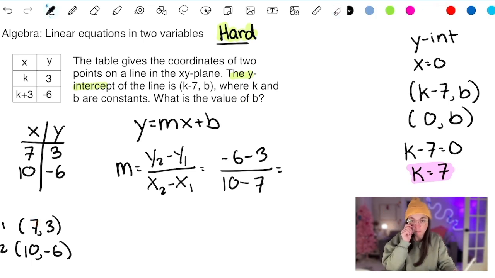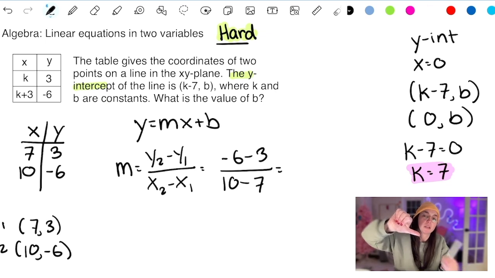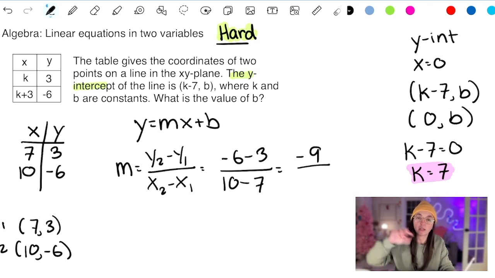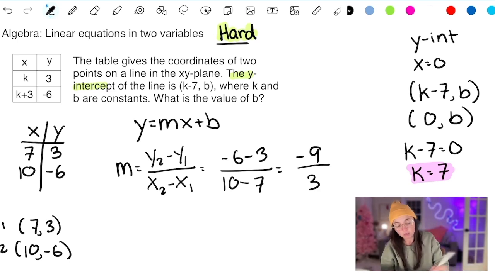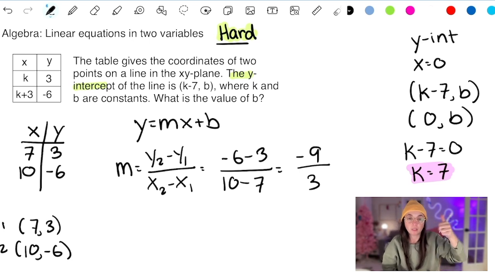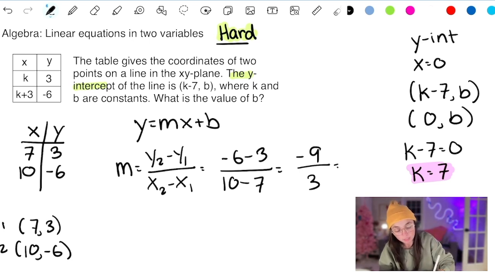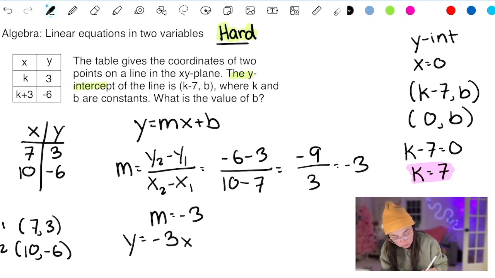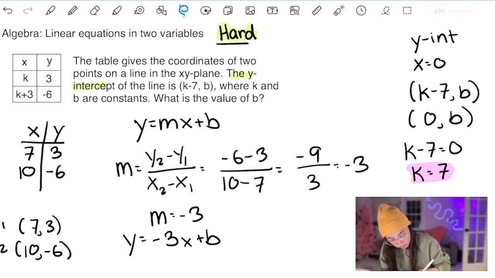Okay, so negative 6 minus 3, so negative 7, negative 8, negative 9. And then 10 minus 7, so 8, 9, 10, that's going to be 3. And then 3 goes into 9, 3, 6, 9, 3 times, so that's going to be negative 3. So we're going to have m, the slope, equals negative 3. So let's rewrite our equation now with our new slope, like so.